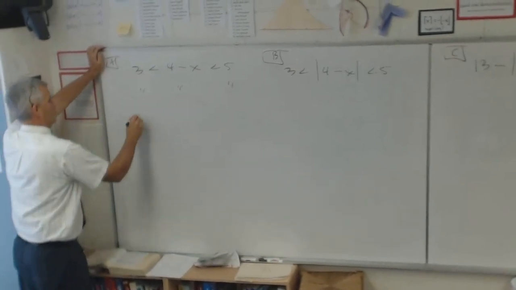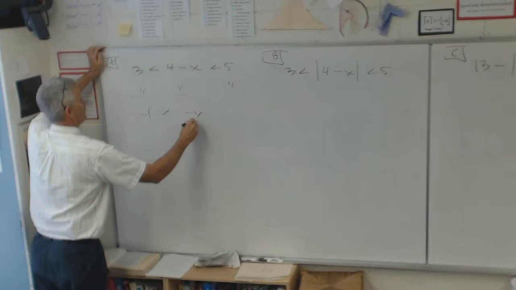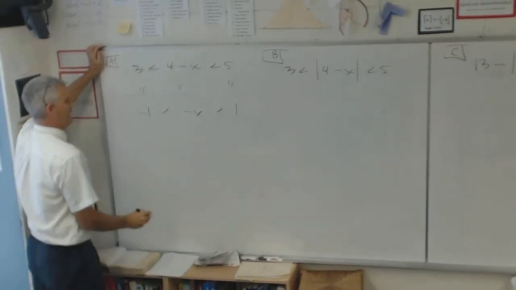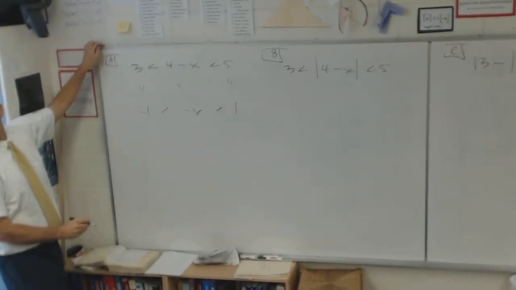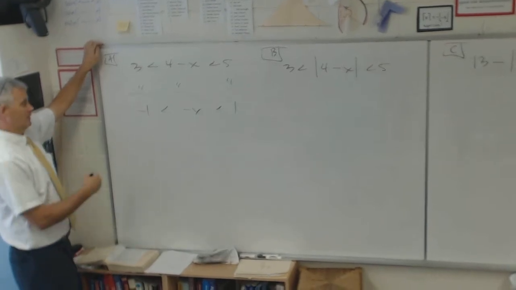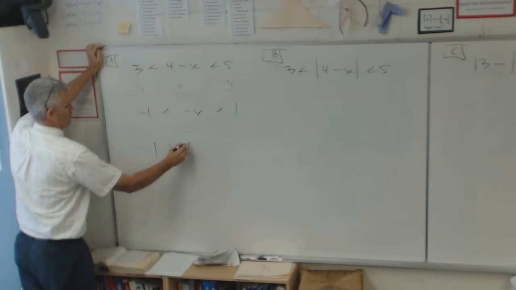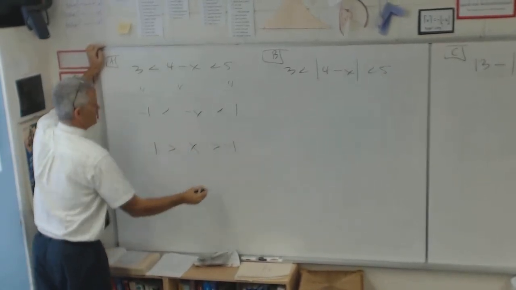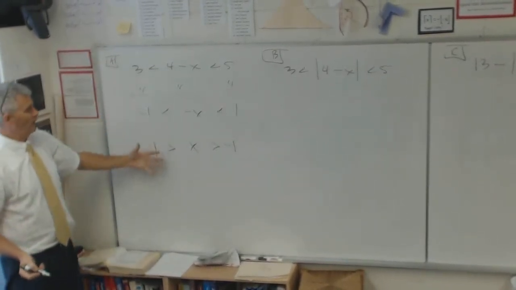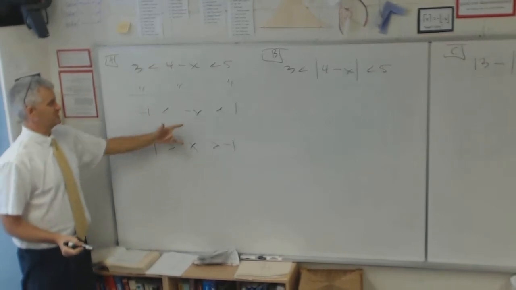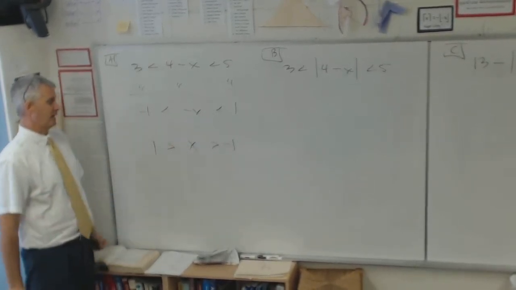So we have negative 1 is less than negative x, which is less than 1. Okay, so then what? Divide each side by negative 1. Okay, and we get 1 is greater than x, which is greater than negative 1. Perfect. Notice that she reversed the symbols because she multiplied everything by negative 1.